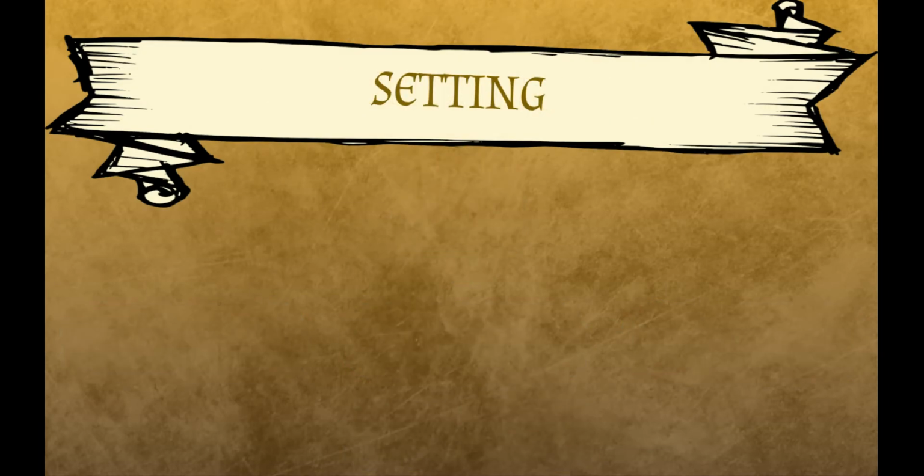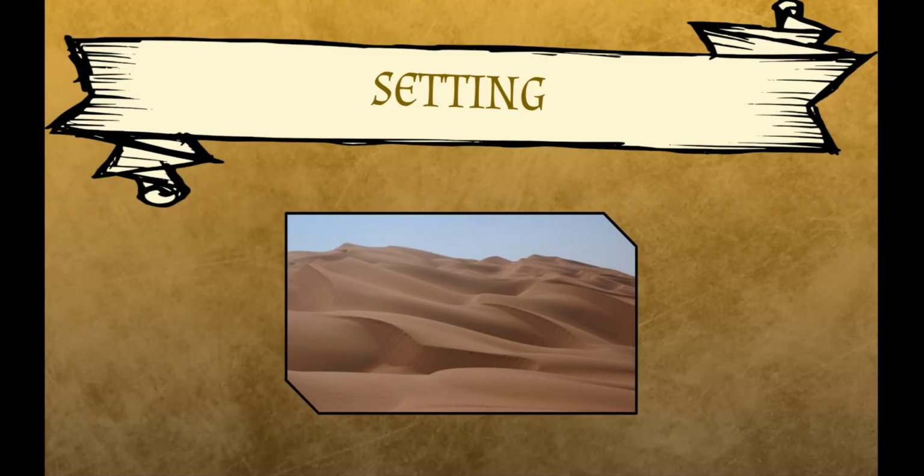So when we're looking at setting, here are some examples. We might have a desert, which is an archetypal setting. Deserts often represent struggle. They can represent this idea of cleansing, of testing, of being purified through trials. And so you might look at how that connects with something that's going on in the story with a character.